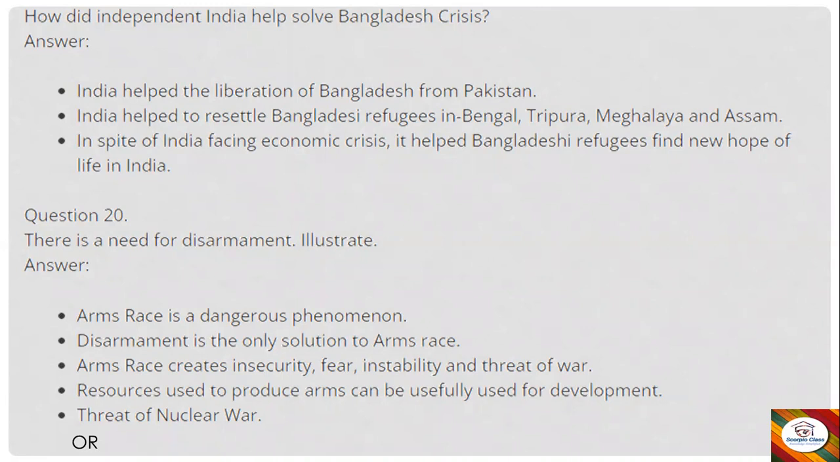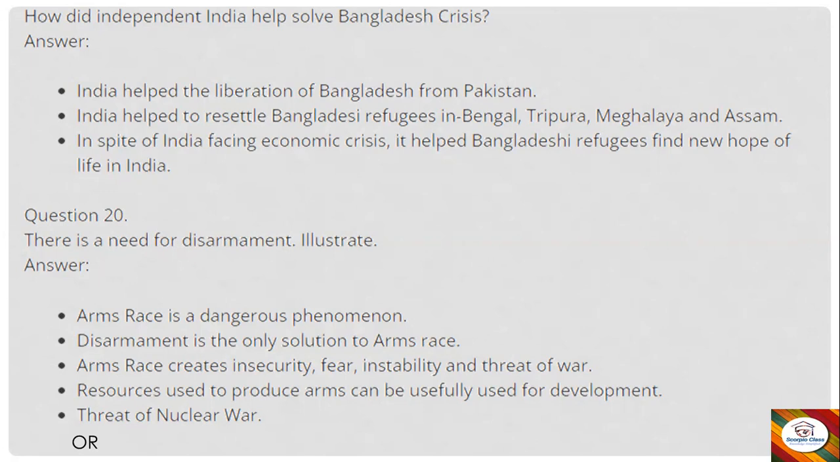Now question number 20 again has an internal choice. So first, there is a need of disarmament. Illustrate. Answer: arms race is a dangerous phenomenon. Disarmament is the only solution to arms race. Arms race creates insecurity, fear, instability, and threat of war. Resources used to produce arms can be usefully used for development. Then threat of nuclear war. So this is why we need disarmament, because these are the reasons.